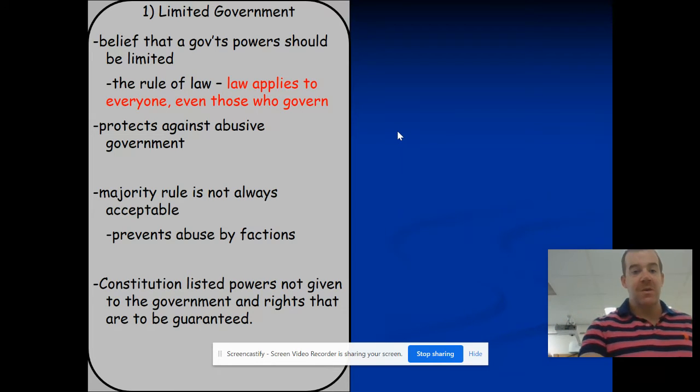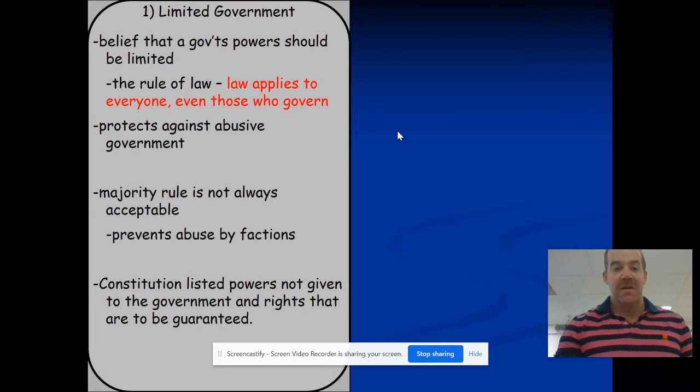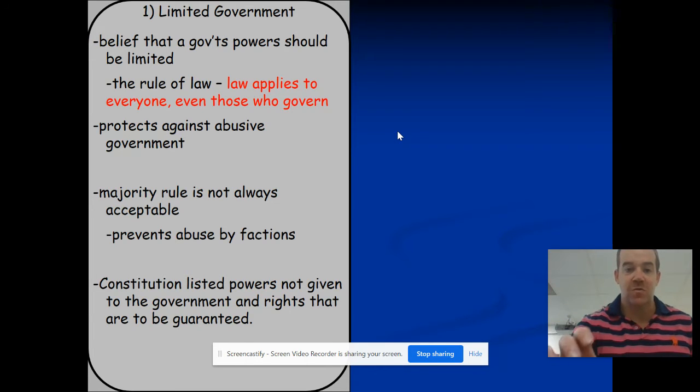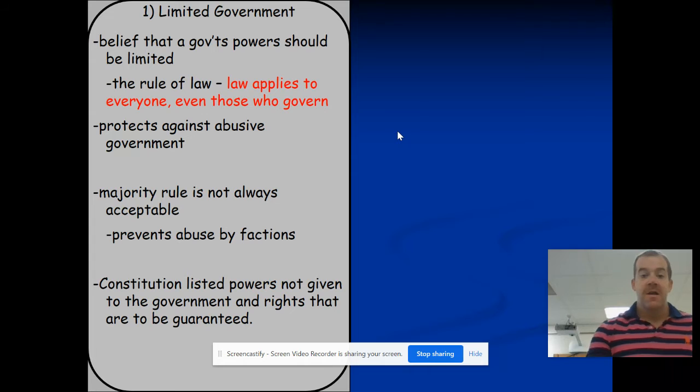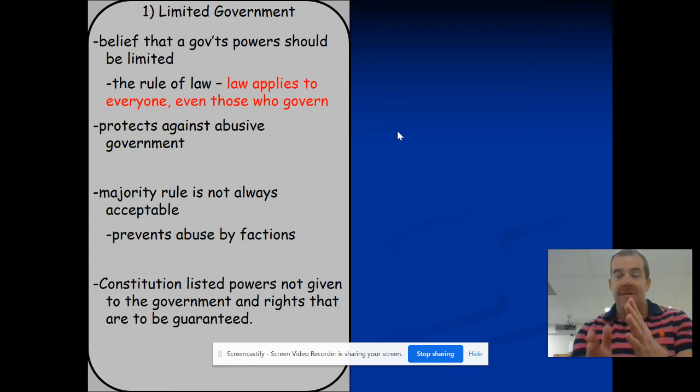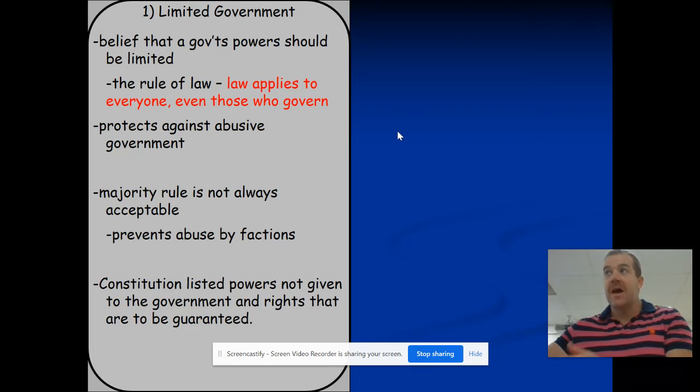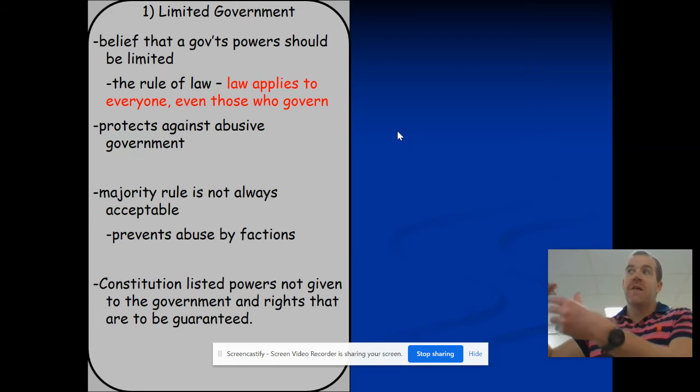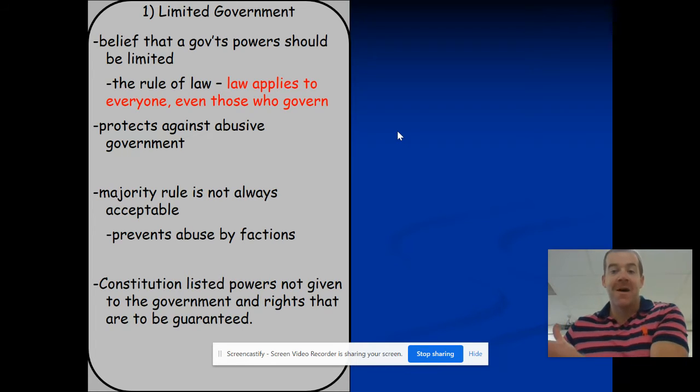Majority rules not always acceptable, abused by factions. But the big thing is limited government. That's the first one, that people now have some power, and it's not all given to the government or, in such case, a monarch as it was in England.